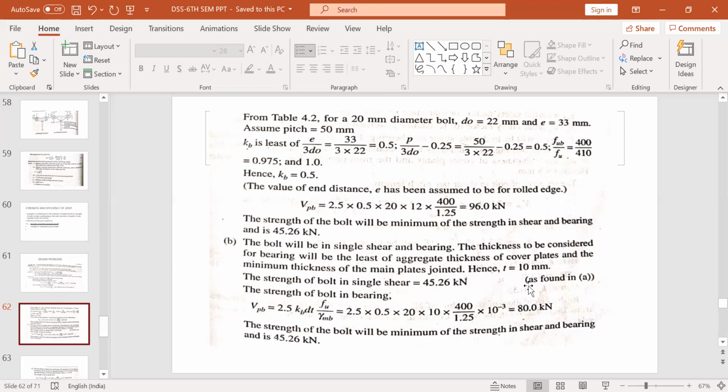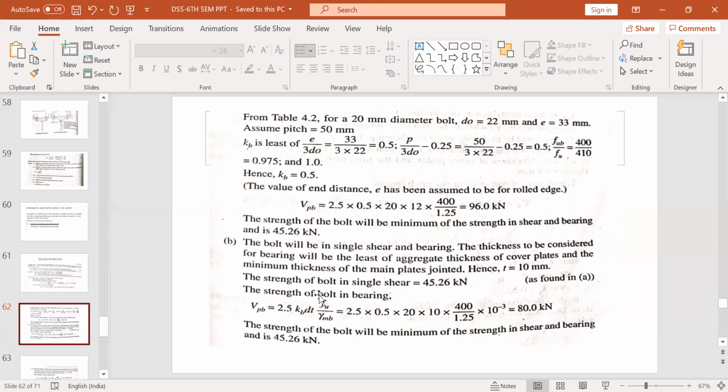That means, see, you are connecting two 12 mm thick main plates with a 10 mm thick cover plate. You are providing only one cover plate, so the aggregate thickness of the cover plate is only 10 mm. What is the thickness of the main plate to be connected? 12 mm. Take the minimum of 10 and 12, it is 10. So t should be taken as 10 in this formula. Put other values as earlier, 0.5, 20. This comes out to be 80. Now again, the strength of the bolt will be the minimum between bearing and shearing. So 45.26 and 80. The minimum of these two will be 45.26. Again, the minimum is in shearing, not in bearing.